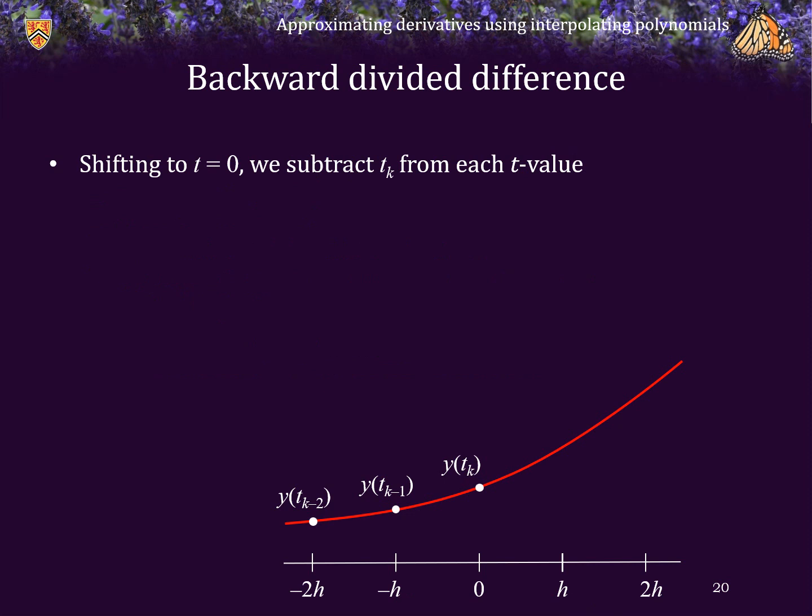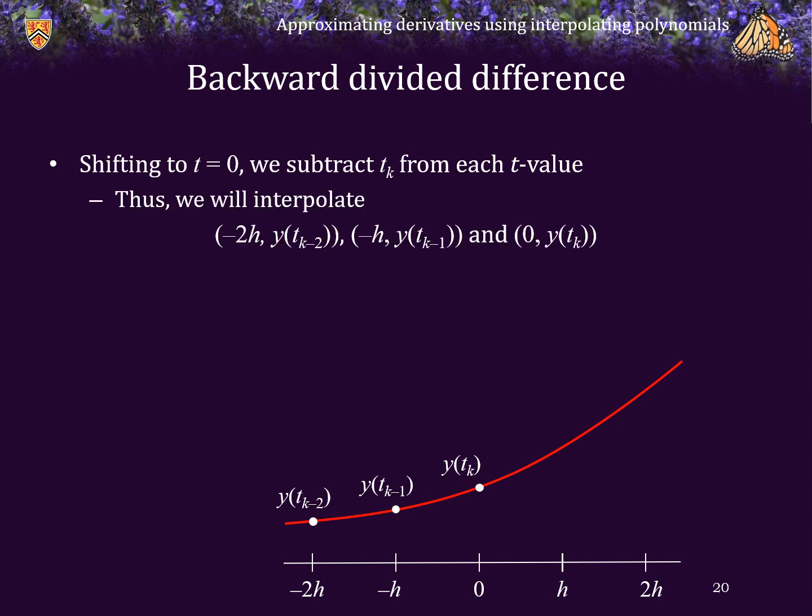Okay, so to shift to t equals 0, we are going to subtract t sub k from each of the t values. Therefore, we're going to find the polynomial that interpolates these 3 points instead. And notice that the y values are the same. So the interpolating quadratic will be similar but shifted, and the slope of the interpolating quadratic will still be the same at the right-hand endpoint, which is now 0.